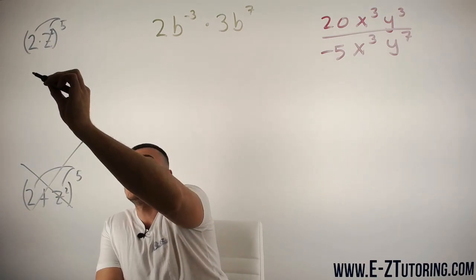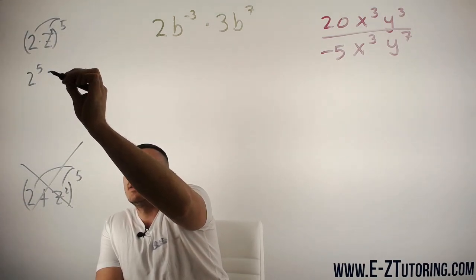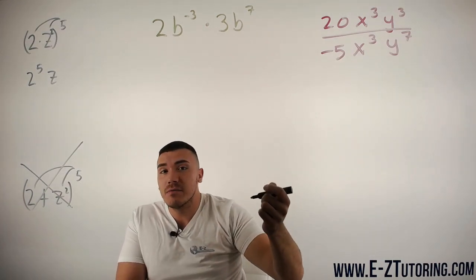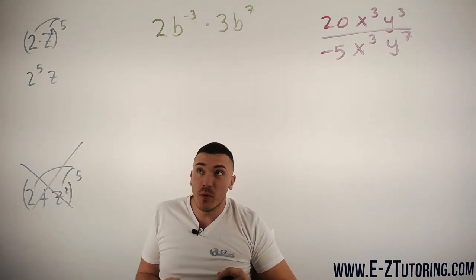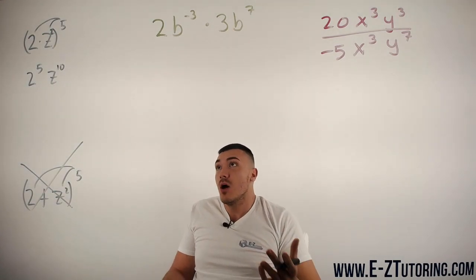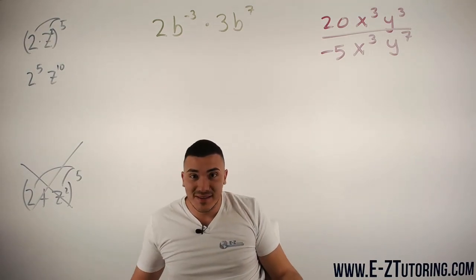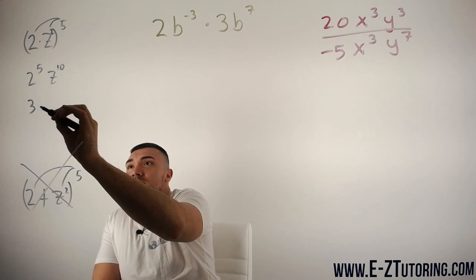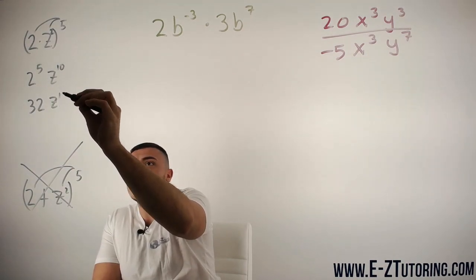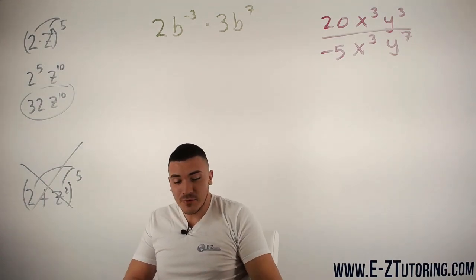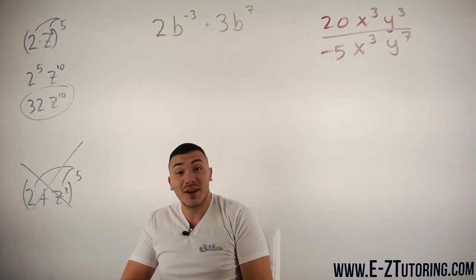So now we have 2 to the 5th, and z. Originally this was z squared and we distributed a 5. What do you do with the 2 and the 5? You multiply them to get 10. So whenever you have an exponent on an exponent, you must multiply them. All right, 2 to the 5th will give us 32, and then we have z to the 10th, and this will be your final answer. That is how you simplify an exponent on an exponent.